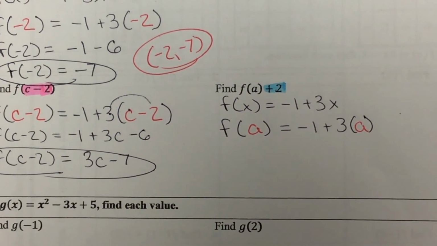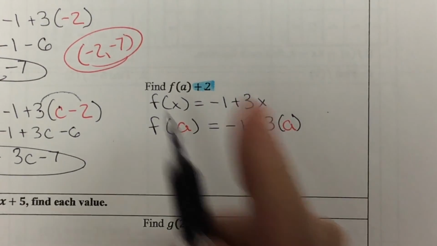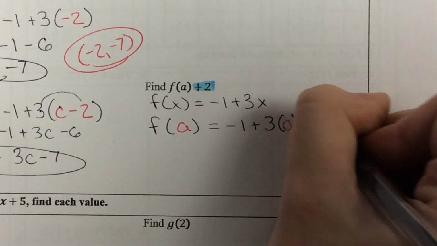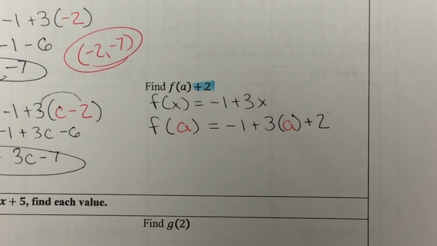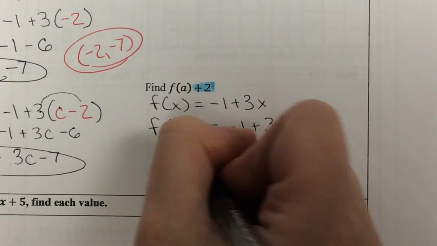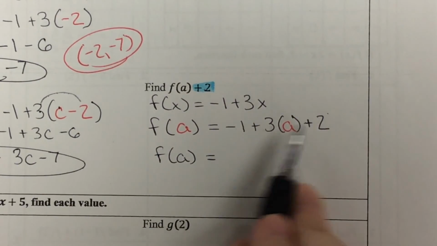Okay. Now, don't forget that plus 2. Now we can tack it on to the end. Okay. So let's do any math and combining like terms. f of a equals -1 plus 2.